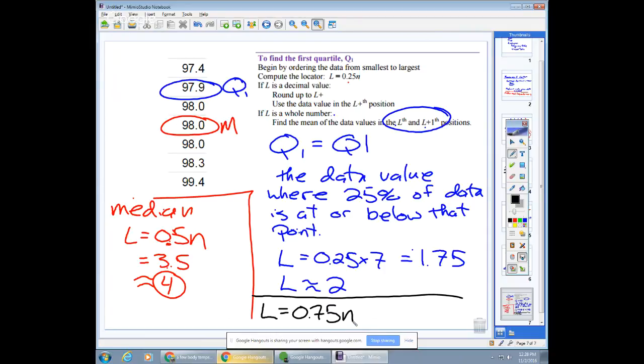5.25. Oh, I was off. Okay. And 5.25 is a decimal, and the locator method says round that up to 6. That's the position you want to look at to get Q3. So I'm trying to find the location of Q3 right there. All right, let's see. 1, 2, 3, 4, 5, 6. That guy right there should be Q3.